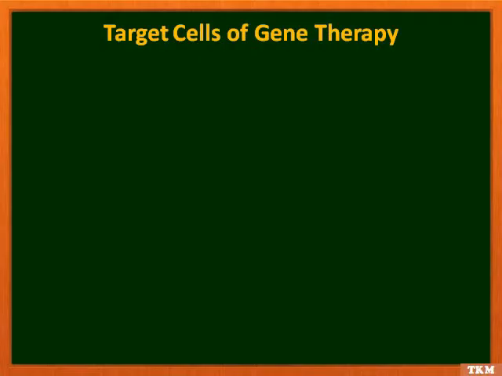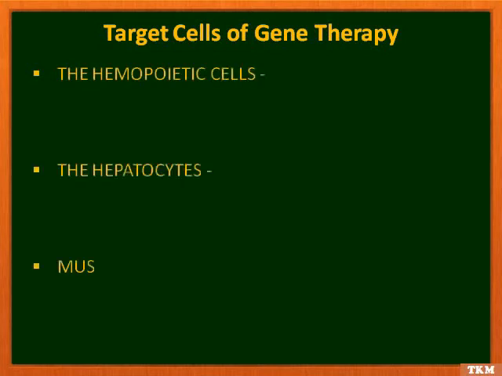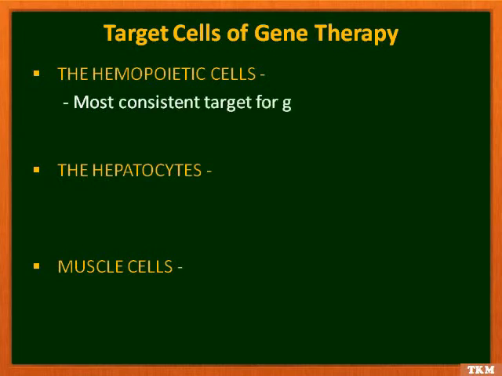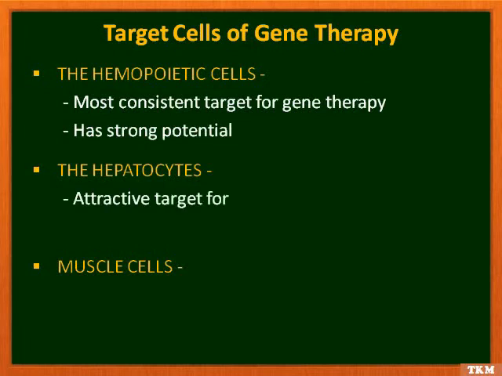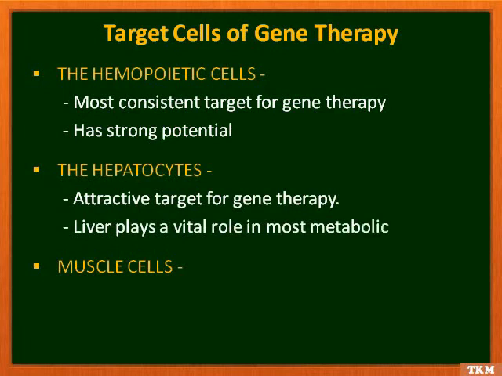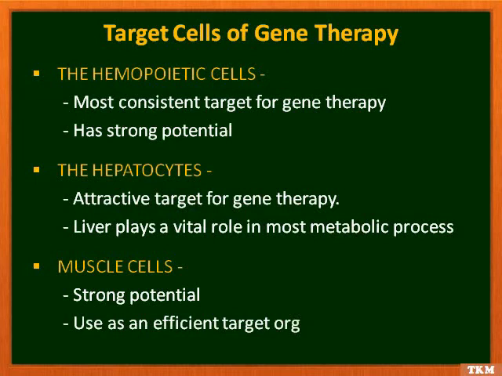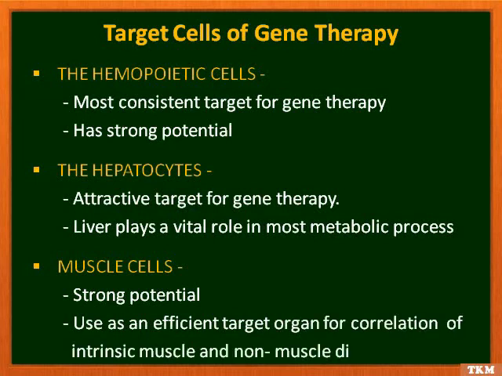Now, the target cells of gene therapy. When we talk about gene therapy, there are 3 main types of cells that we usually target: the hematopoietic cells, the hepatocytes, and the muscle cells. The hematopoietic cells are the most consistent target for gene therapy and have strong potential, whereas the hepatocytes are an attractive target because the liver plays a vital role in most metabolic processes. The muscle cells have strong potential and are used as an efficient target organ for correction of intrinsic muscle and non-muscle diseases.